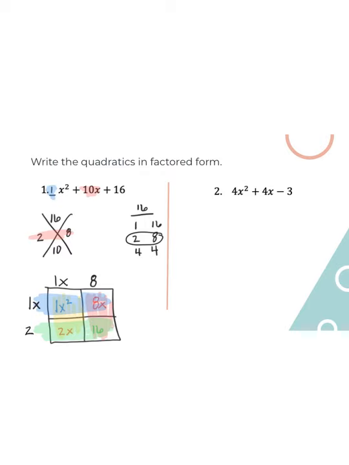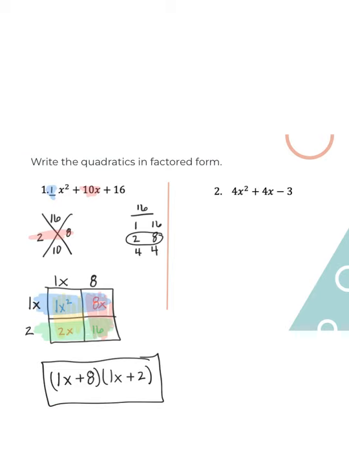Okay, now we're going to take what we have on our top. That's going to be our first factor. So I'm going to say 1x, and because it's a positive 8, I'm going to say plus 8. And then I'm going to use what's going down the side, 1x plus 2. And that's my final answer for that one.